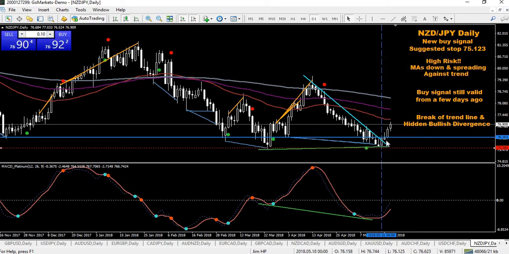But I took the break of the trend line in here. I drew that trend line there, took the break of the trend line. That's how I call it. Now we're getting close to the MAs.